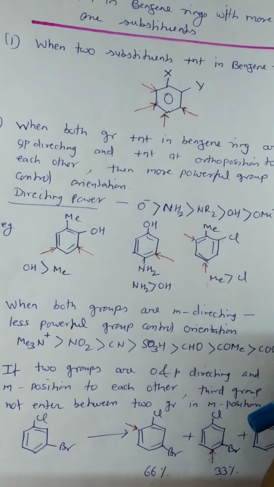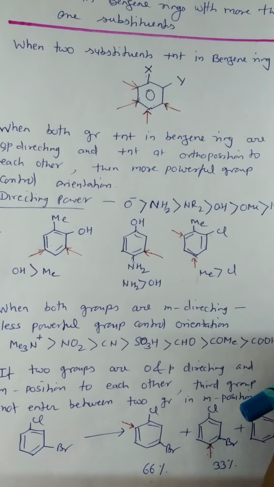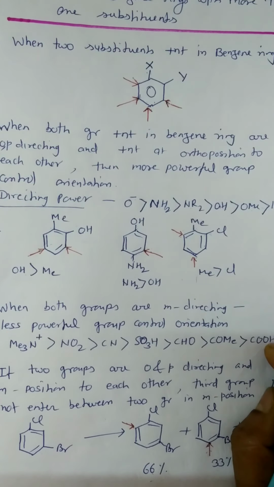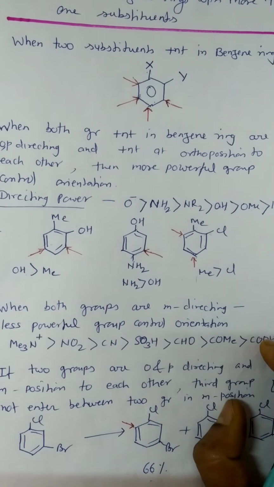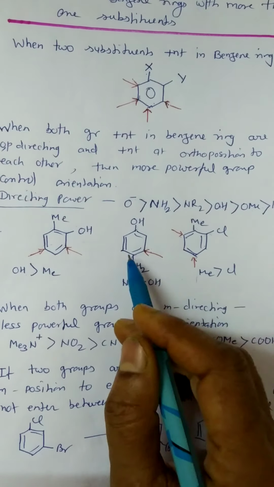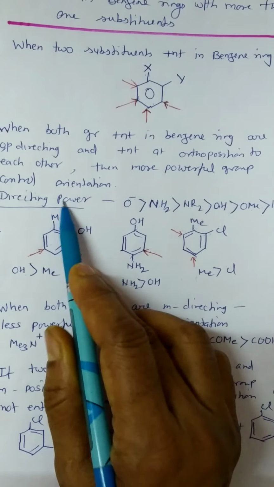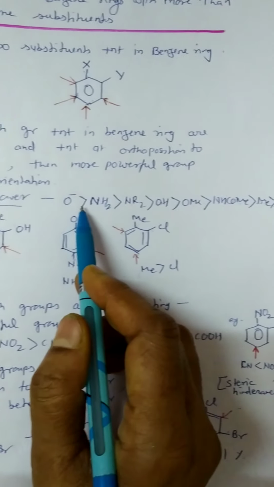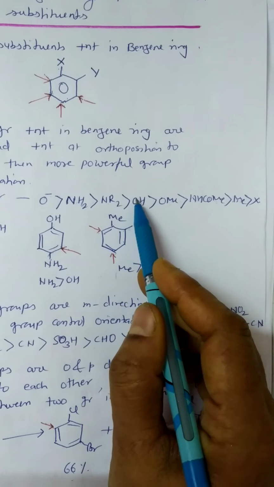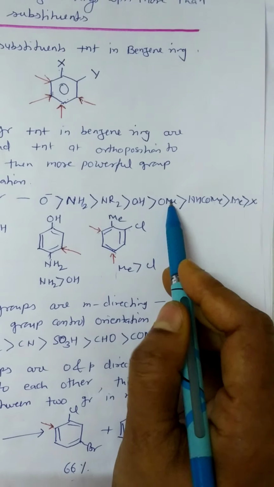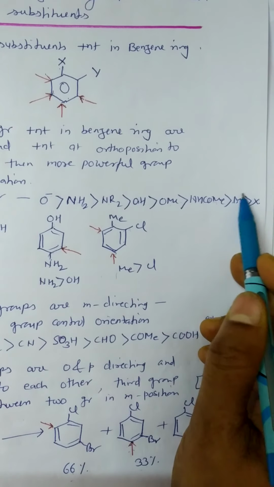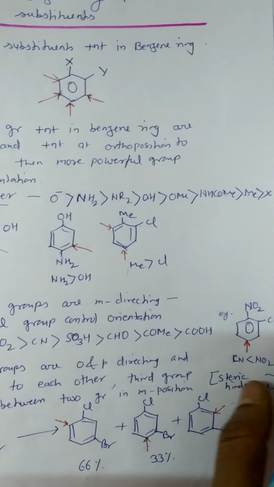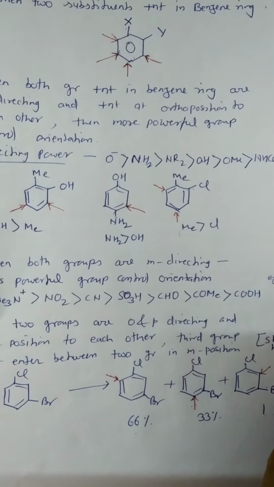The first rule is: when both groups present in the benzene ring are ortho-para directing and present at ortho position to each other, then the more powerful group controls the orientation. Here the directing power of groups is O minus greater than NH2, NH2 greater than NR2, NR2 greater than OH, OH greater than OMe, OMe greater than NHCOMe, and this greater than methyl group, greater than halogen. Now we can illustrate it by an example.